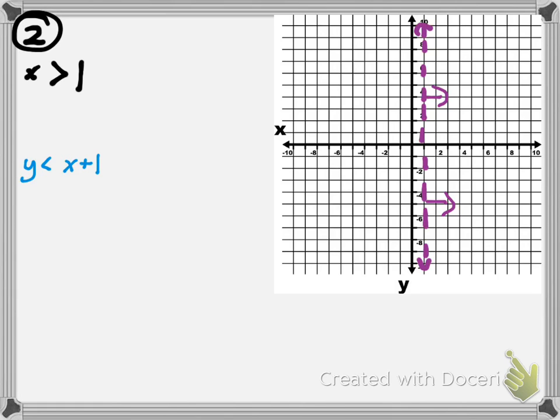Now we need to graph this other one. Is this other one a vertical or horizontal line, or is it a slant line? And how do you know? It'll be slant because there's y and an x in it. So we need to have our y-intercept. So where does it cross the y-axis? At the 1. 0, 1.